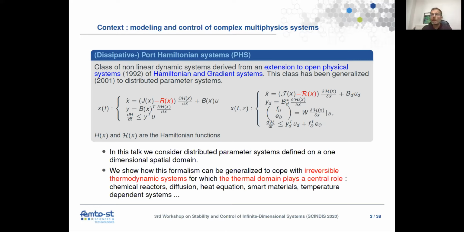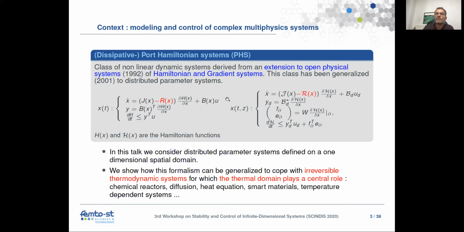Okay, so in this talk, I will just consider linear distributed parameter systems defined on a one-dimensional domain. And I'm going to show that this formalism can be generalized to cope with irreversible thermodynamic systems, meaning systems for which the thermal domain plays a central role, as is the case for chemical reactors, diffusion and heat equations, and, I would say, systems defined from smart materials or temperature-dependent systems.